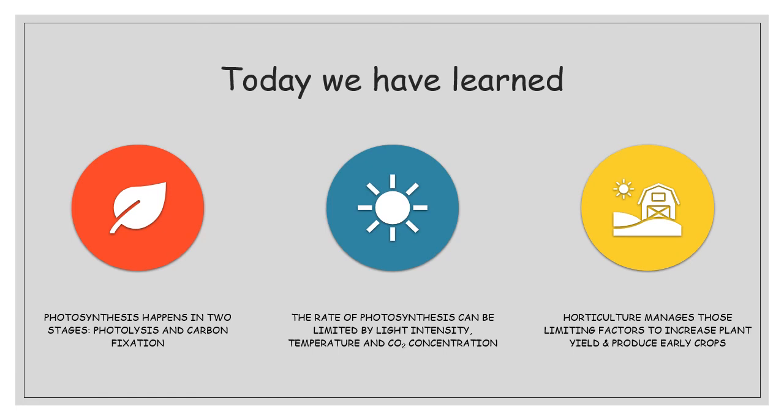The rate of photosynthesis can be limited by things like light intensity, temperature, and carbon dioxide concentration. But in horticulture, so putting food on our tables, we can manage those limiting factors and therefore increase the plant yield and produce early crops. So that then helps us feed the ever-expanding population. That's how photosynthesis relates to food production.